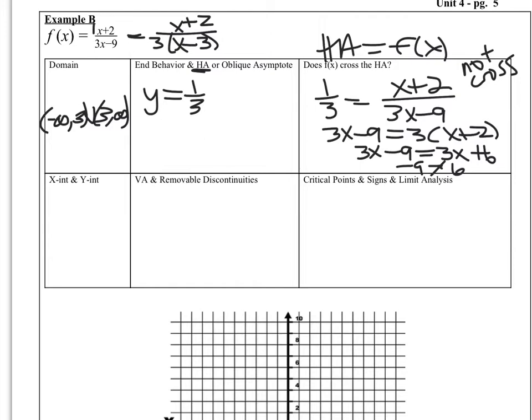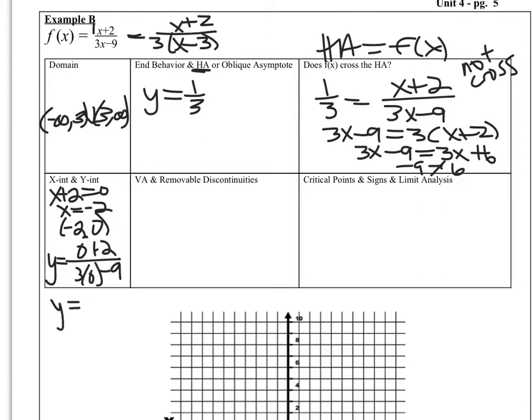X-intercept means y equals 0, so we're going to set our numerator equal to 0. X equals negative 2, write it as a point: negative 2, 0. Y-intercept means that our x value is 0, so (0 plus 2) over (3 times 0 minus 9). So y equals negative 2/9. Write it as a point.